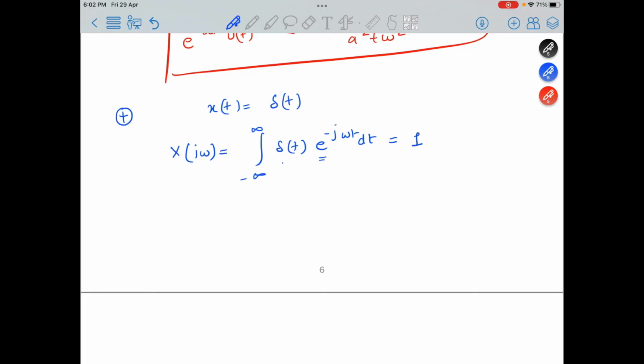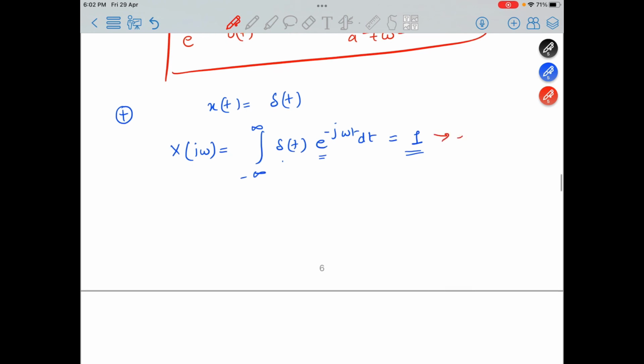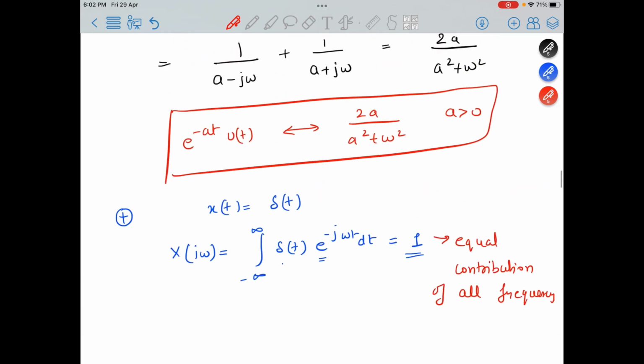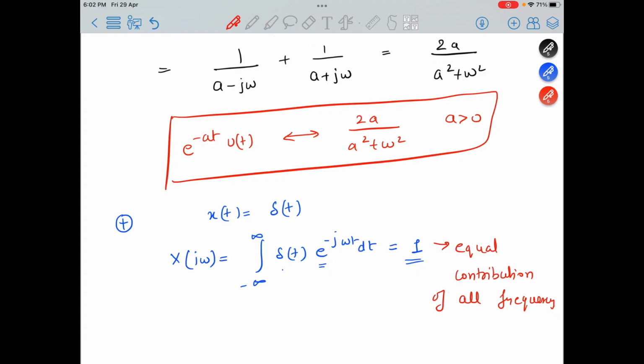So, we are just left with the integration from minus infinity to infinity of delta t dt, and we have already seen in our previous video that it has unit area. So, that is why this value will be equal to 1. And what does this mean? The Fourier transform being 1 represents that it has equal contribution of all frequencies. So, these are examples of some of the basic Fourier transforms.